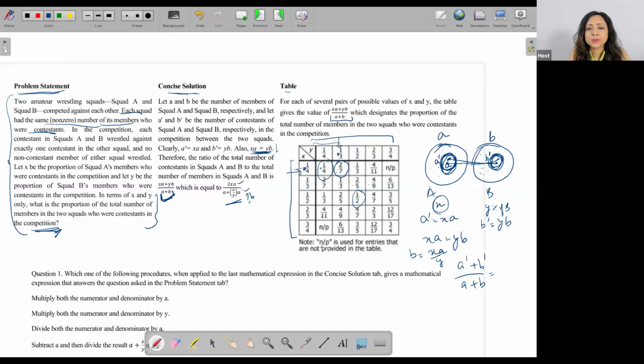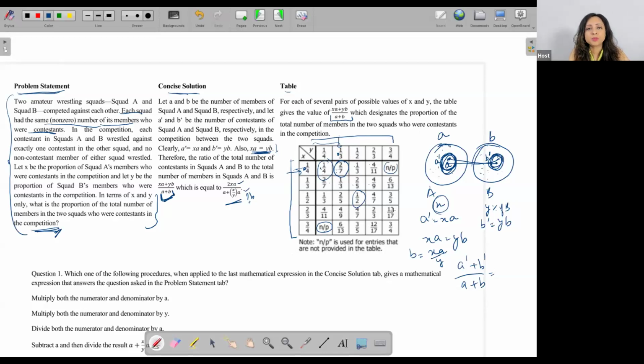Now note NP is used for entries that are not provided in the table. So they're saying that these entries are not provided. Not that we cannot calculate them or anything, just that they have not been provided to you, right? Okay, so I understand the table. I understand all the three tabs now.